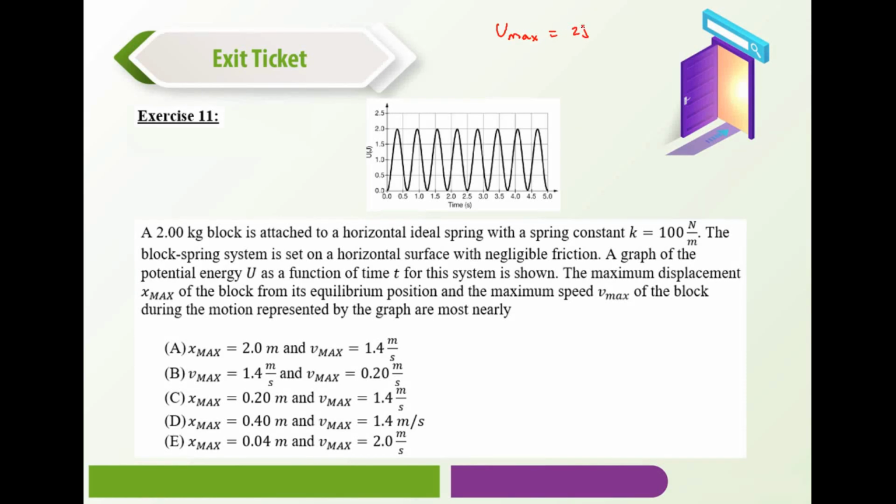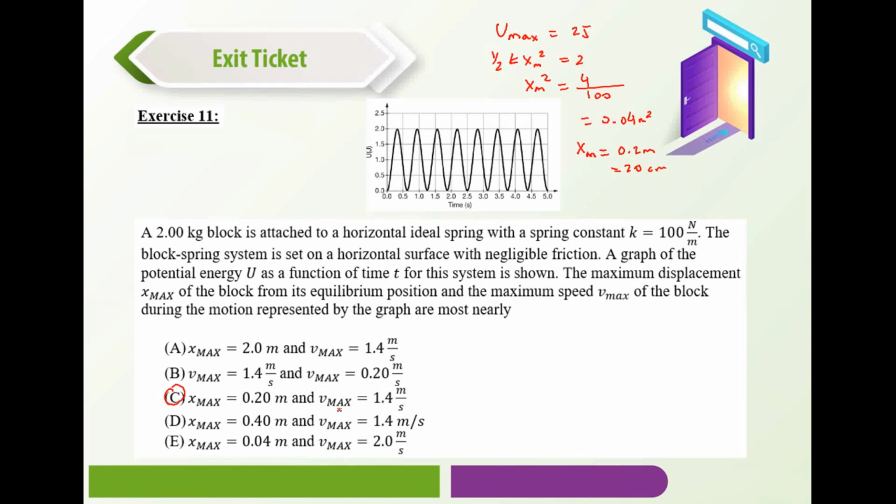Then U max is given by 2 joules, and we know that the maximum potential energy is given by half k x max squared, which is equal to 2. x max squared is given by 2 multiplied by 2, which is 4, divided by the stiffness, which is 100, and that would be 0.04 meters squared, which means that the maximum position, the extreme position, is 0.2 meters, which is 20 centimeters, which makes C directly the correct answer.